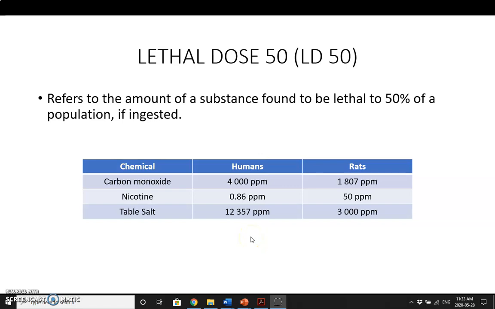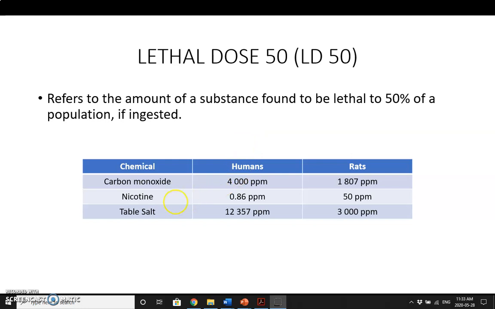Hey guys, so now that we've talked about parts per million and calculating concentrations in those units, we can now talk about this concept called lethal dose 50, or just LD50. The definition for this really is, as you see here on the slide, the amount of a substance that you can administer to a particular population that would be lethal to half, or 50%, of that population if they ingested that dosage.